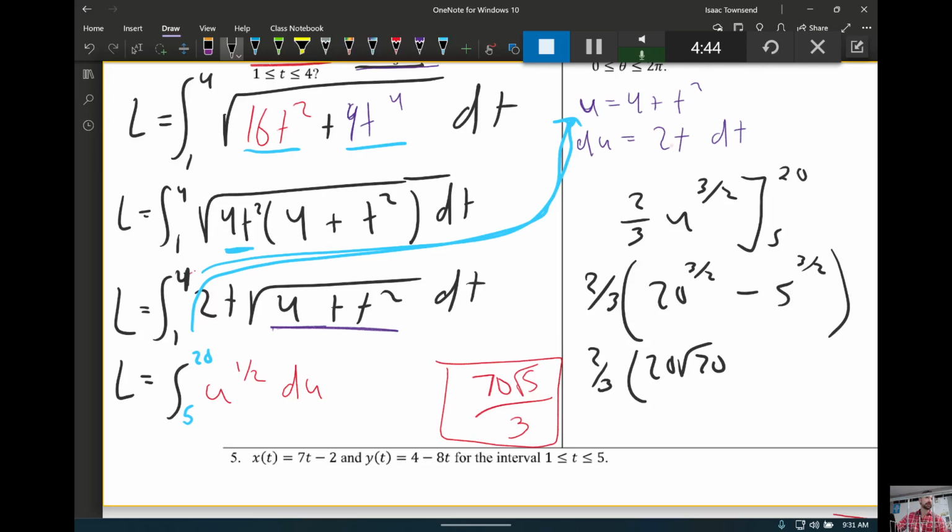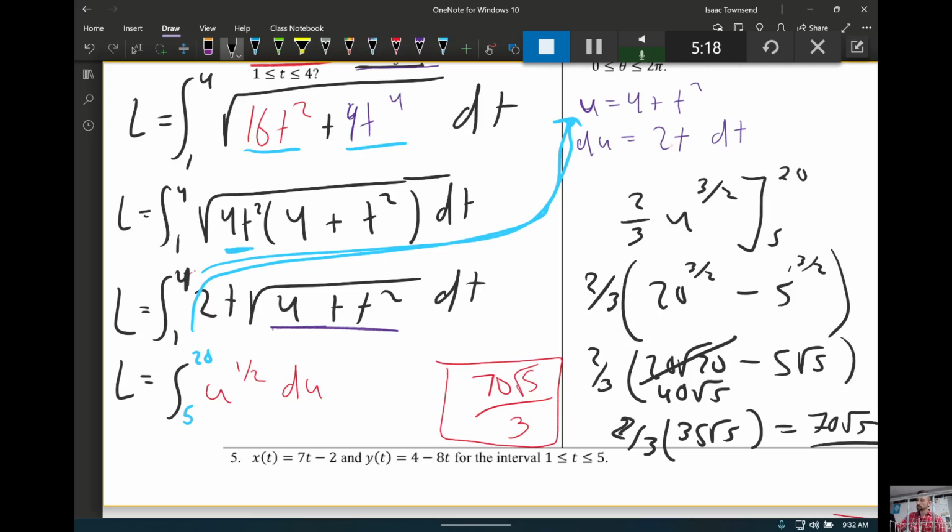Are you guys okay with that? So what would this be if I do the same thing? Okay, and then actually this breaks down even more. The square root of 20 is like 2 square roots of 5. So we end up with 2 thirds times 40 square roots of 5 minus 5 square roots of 5, which would be 35 square roots of 5. And then you multiply in that 2, and you end up with that.